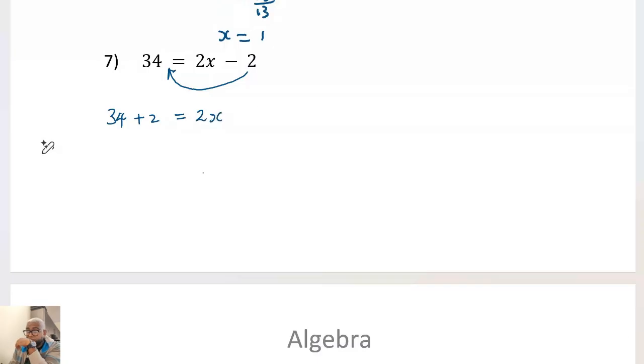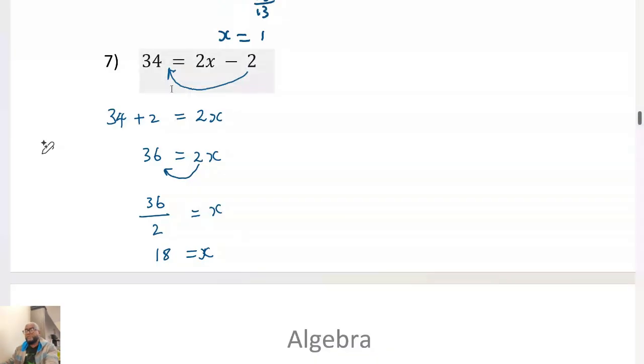You catch it there, Nathan? That's what's supposed to go on here, right? Now, 34 plus 2 is equal to 2x. What are we doing with the 2 now? 36 divided by 2 is equal to x. 36 divided by 2 is 18, is equal to x.